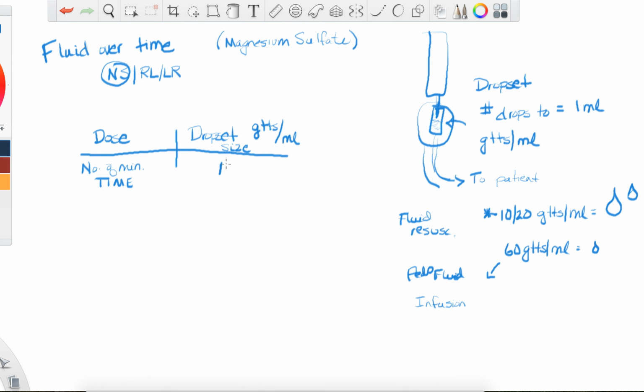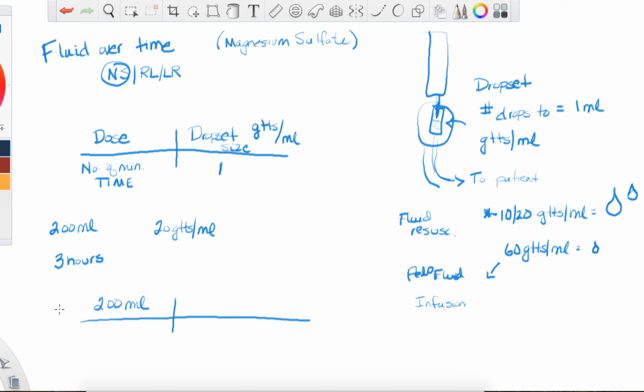So if we've been directed to give 200 milliliters of fluid over 3 hours, and we're using a 20-drop set, then we're simply going to add our numbers where they go and do the math. So our dose is 200 milliliters.